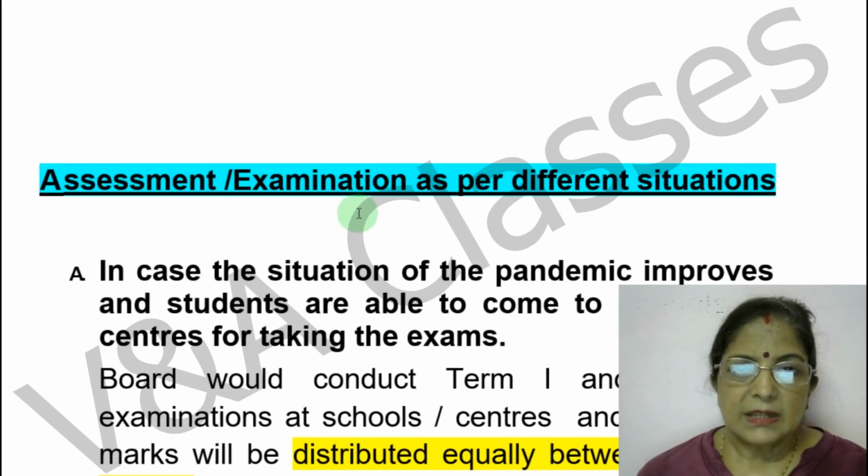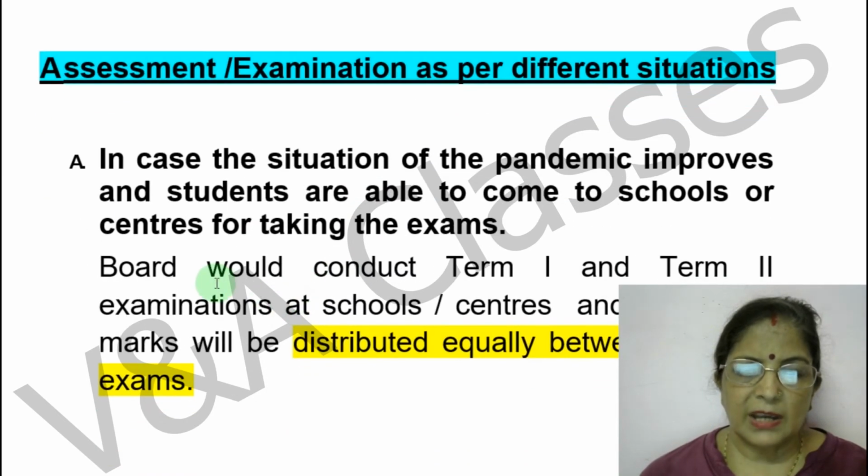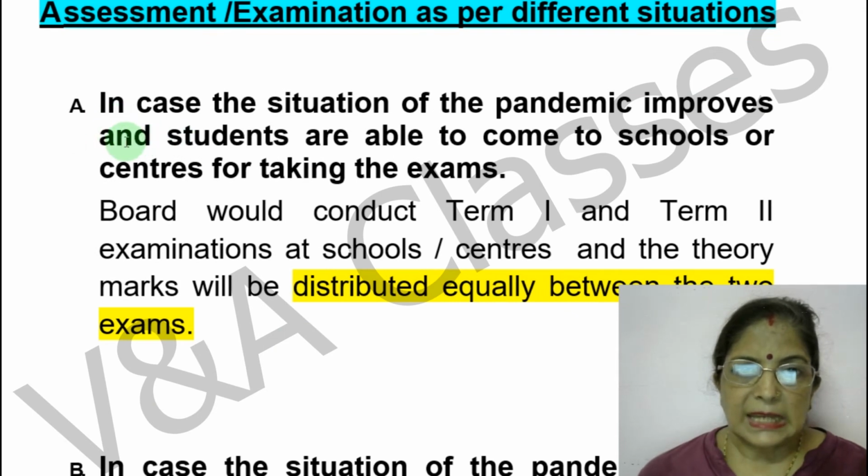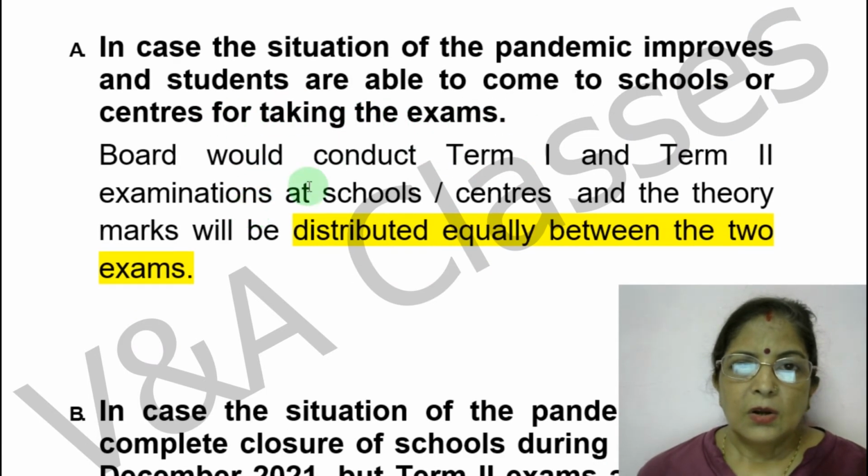Now next point, marks of the term 2 examination would contribute to the final overall score. Now assessment or examination as per different situations. यदि अलग अलग situations हो तो उस समय assessment या examination किस तरह से होगा उसके बारे में बताया जा रहा है. ओके, तो फर्स्ट केस है, in case the situation of the pandemic improves and students are able to come to school or centers for taking the exams, board would conduct term 1 and term 2 examination at schools or centers and the theory marks will be distributed equally between the two exams.